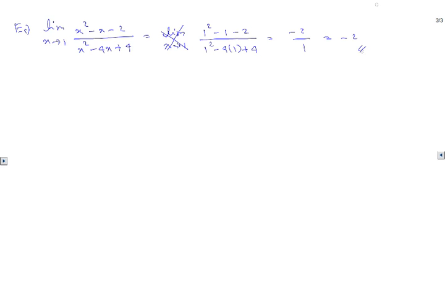Okay, so let's do one more example just to make sure that it is clear. So let's do this problem. x goes to 2, so we have x squared minus x minus 2 over, how about this one, x squared minus 2x, something like that. And you can see that when you plug in the value 2, you get 0 in the top, 0 in the bottom.